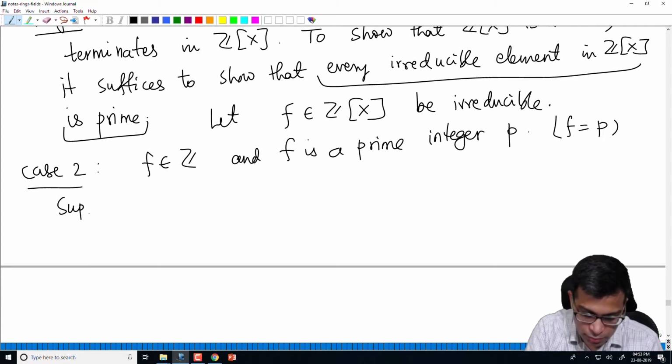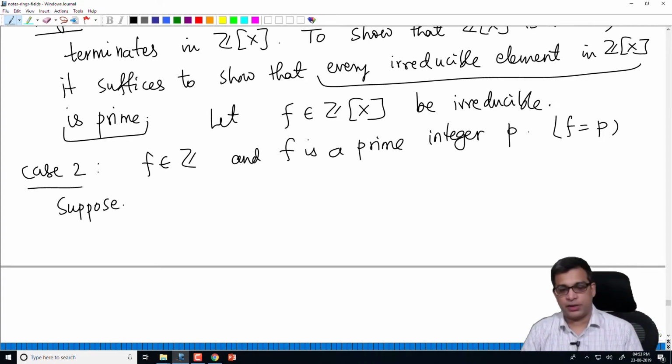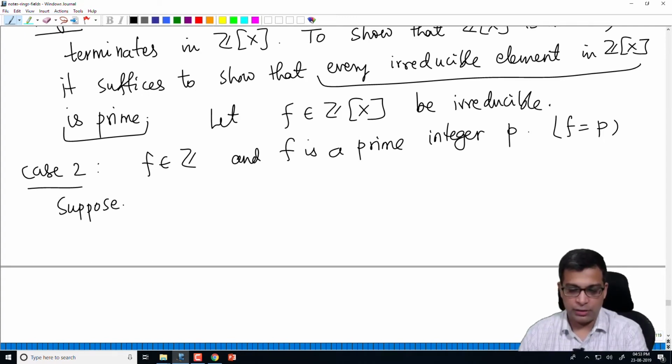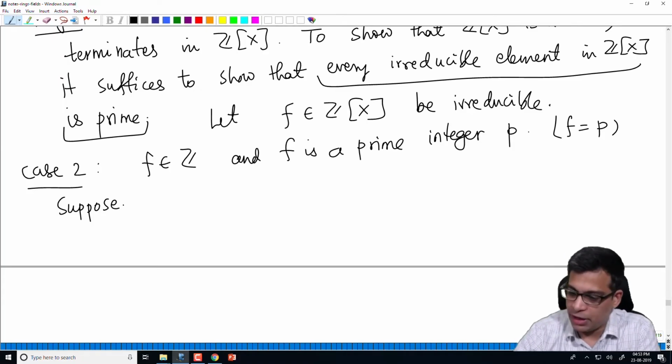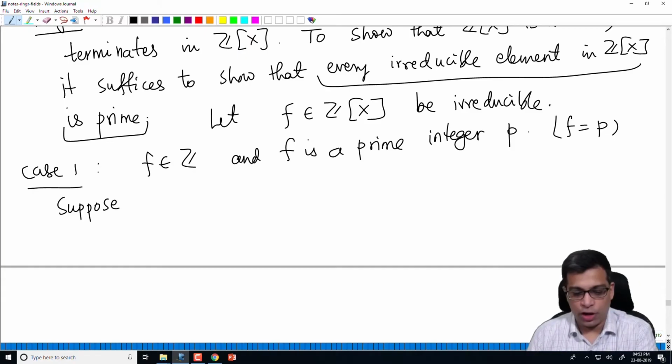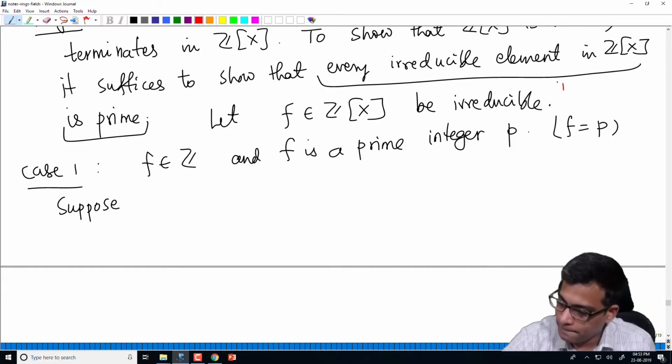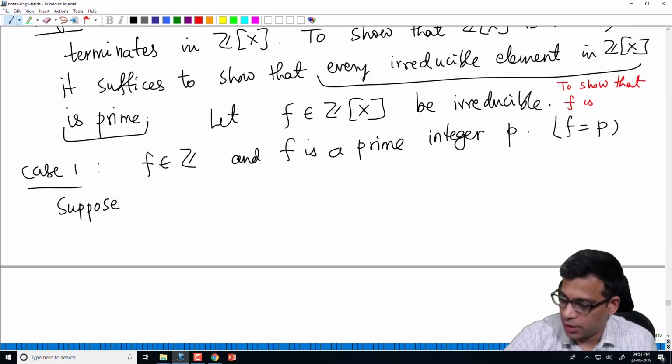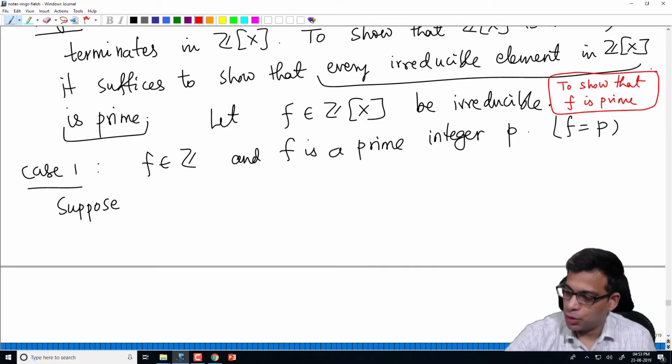It is very easy here, but I will just go through the proof again for completeness. So what is the meaning of being prime? Actually I should call this case 1, by the way. What am I trying to show? We want to show f is irreducible... f is prime. That is the goal.